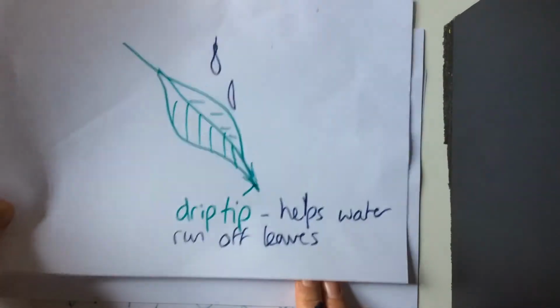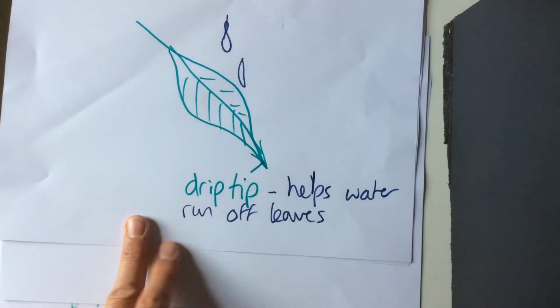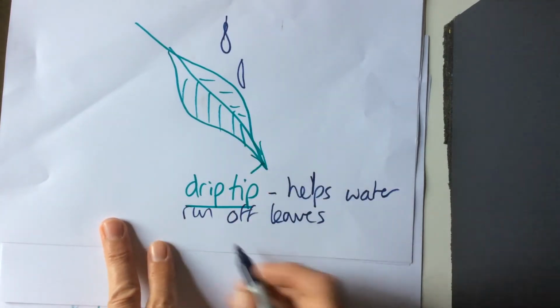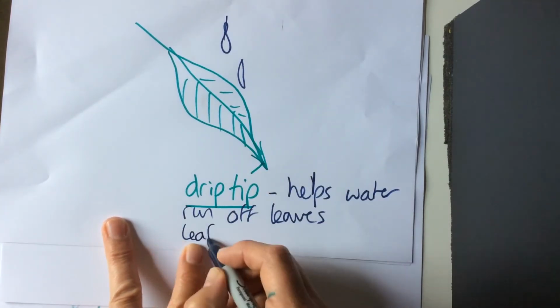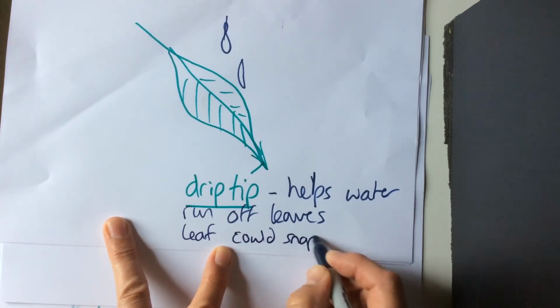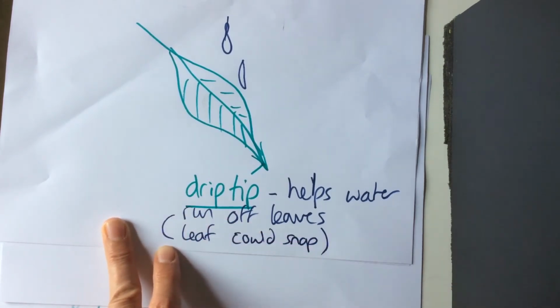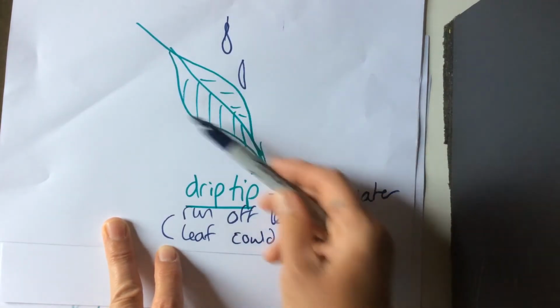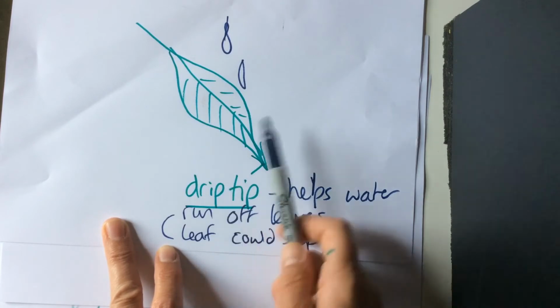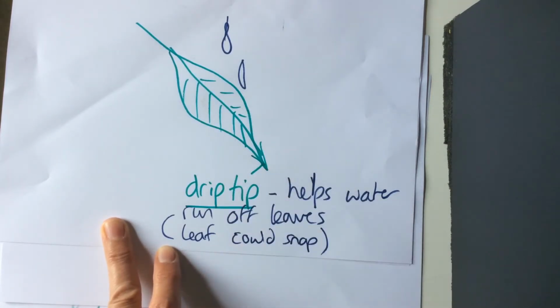The reason that drip tips are a great idea is because if there was too much water, the leaf could snap or even rot if it just stays on there. So you often have the waxy leaf that runs the water off, and often people have these in their houses as houseplants, and that drip tip helps the water run off the leaf.